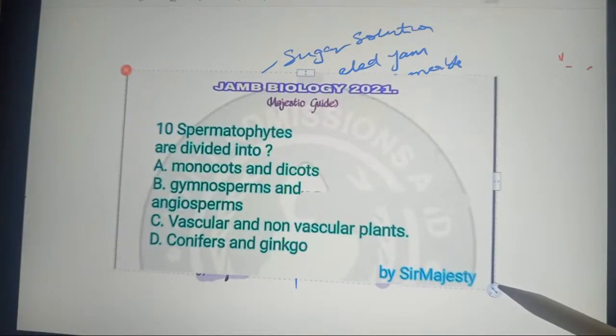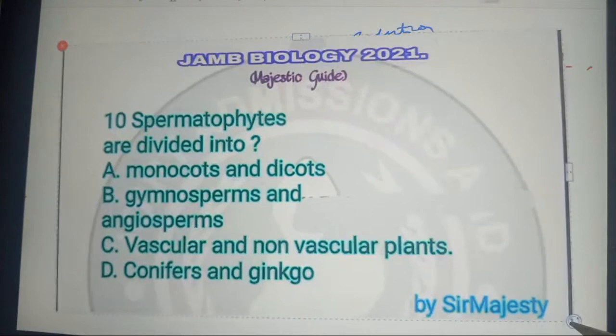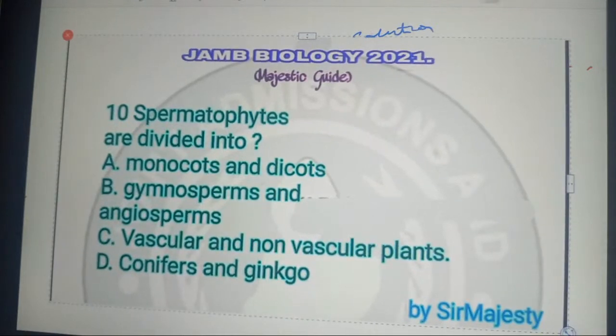Question number 10 says, the spermatophytes are divided into: A, monocots and dicots; B, gymnosperms and angiosperms; C, vascular and non-vascular plants; D, conifers and ginkgos. The correct answer is B, gymnosperms and angiosperms. Spermatophytes means seed plants. In Greek, sperma or sperm means seed and phyte means plant. So spermatophyte just means seed plants. So the correct answer here is gymnosperms and angiosperms.